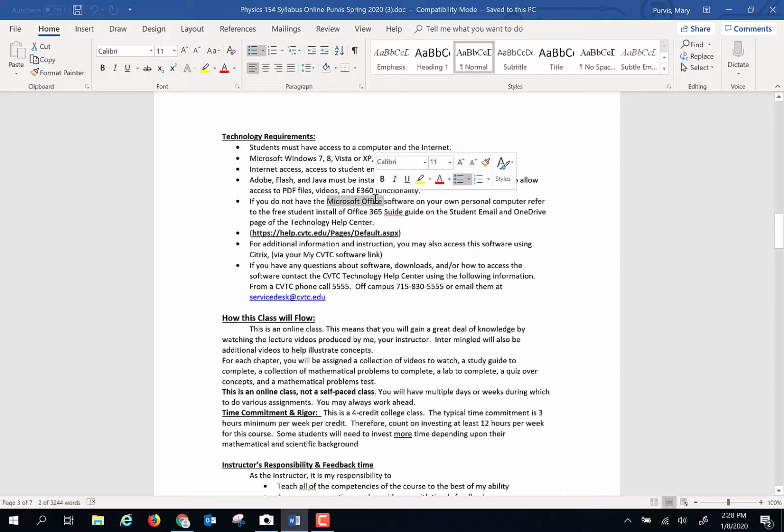That is going to be a big deal. Microsoft Office includes Word, PowerPoint, and Excel. You're going to need Excel for graphing. And by week two, you're going to be graphing in Excel. So if you don't have that, that's something to do. Talk to the e-learning specialist about how to get that downloaded.